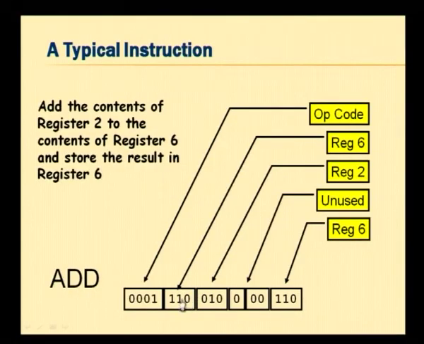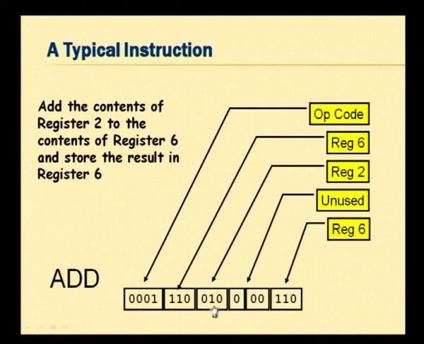Then we have the different source registers on which this add operation needs to work. We know that register 2 has one operand, register 6 has another operand. For register 2, you can see that 010 indicates the second register. 110, we know that number represents 6, so this represents register number 6.